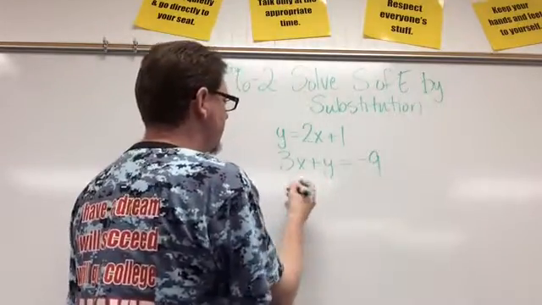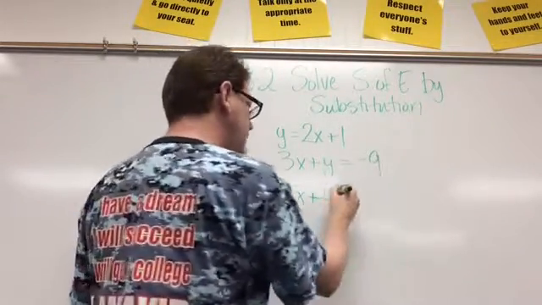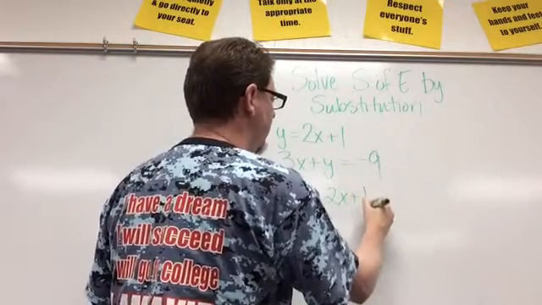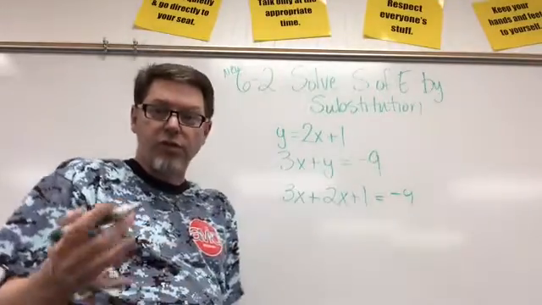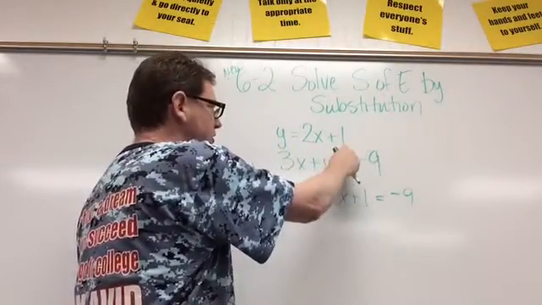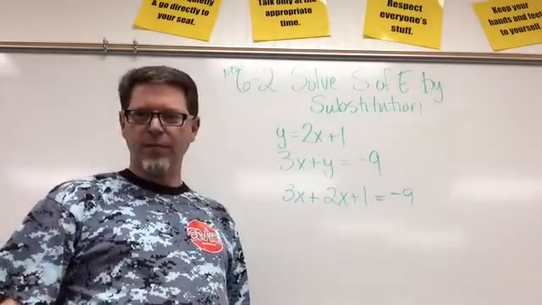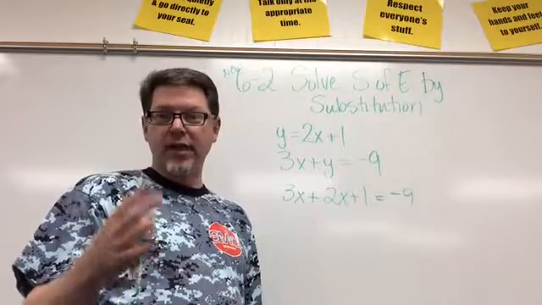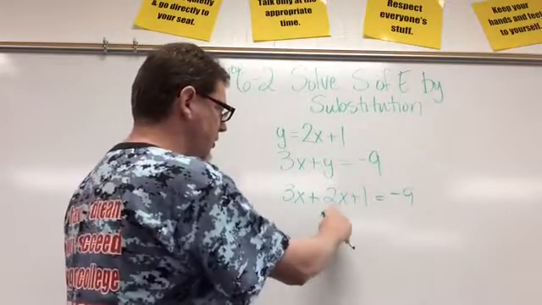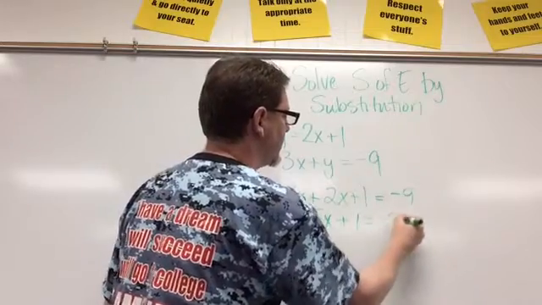So I would rewrite this equation as 3x plus 2x plus 1 equals negative 9. So I just use what it told me. It told me y equals 2x plus 1. So instead of that y, I can just plug in 2x plus 1. Now all I have is x's. And that's the next important part because now I'm going to solve for x. So 3x plus 2x is 5x plus 1 equals negative 9.